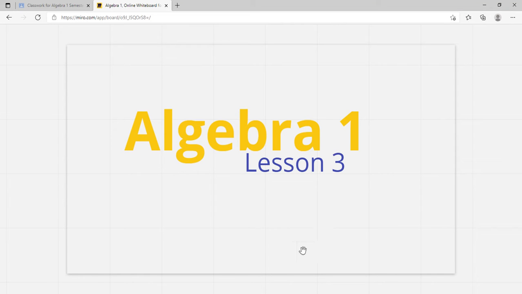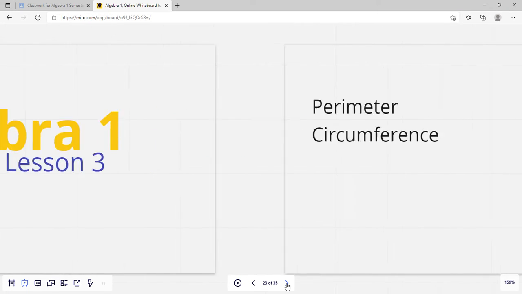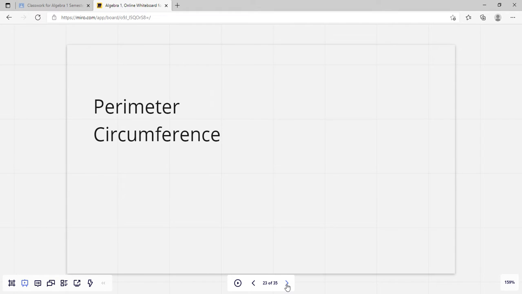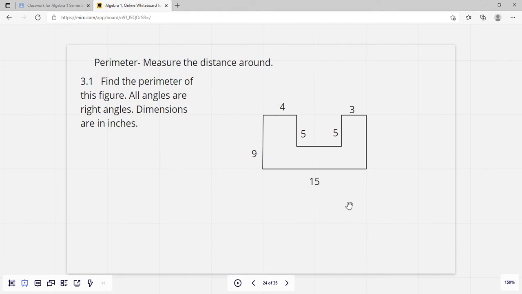Hello, this is Algebra 1, Lesson 3, and this lesson covers perimeter and circumference. Alright, so perimeter. Perimeter measures the distance around something. So basically perimeter is like a fence. So if you were buying fencing for an area and you wanted to measure all the sides, you're finding the perimeter.